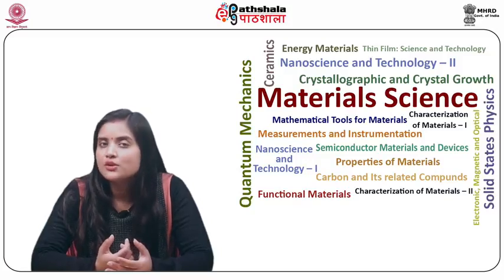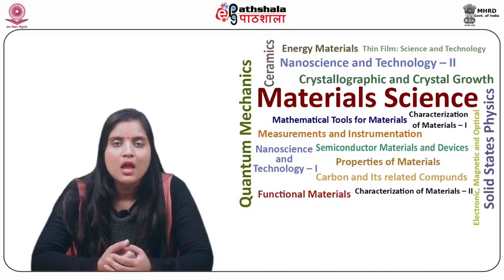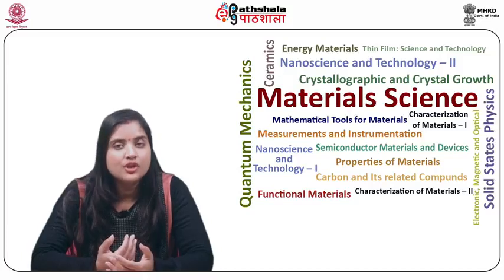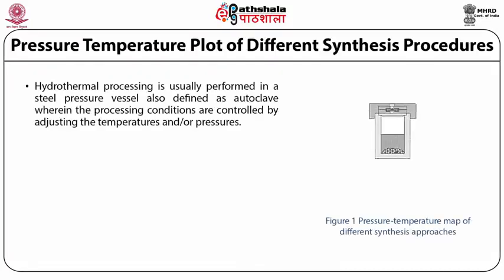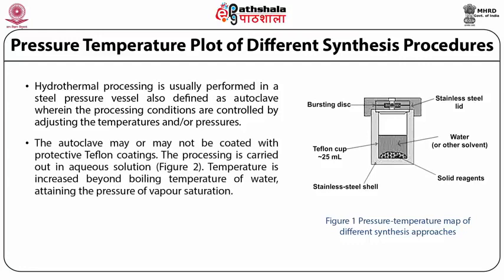Below 100 degrees, the equilibrium vapor pressure of water, that is in the liquid state, is less than 1 bar, and beyond the boiling point, a significant hydrothermal pressure range exists. Generally, two different operating modes can be identified. Hydrothermal processing is usually performed in a steel pressure vessel, also defined as an autoclave, wherein the processing conditions are controlled by adjusting the temperatures and pressures. The autoclave may or may not be coated with protective Teflon coatings. The processing is carried out in aqueous solution.